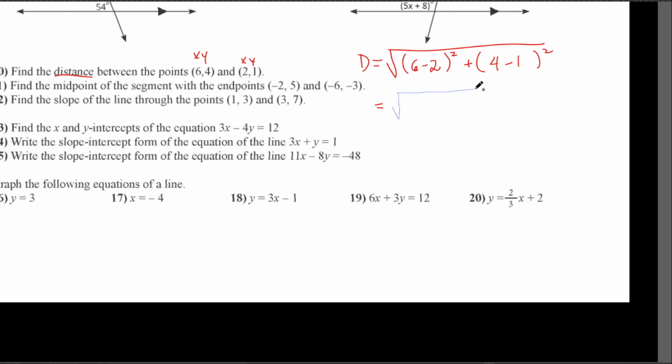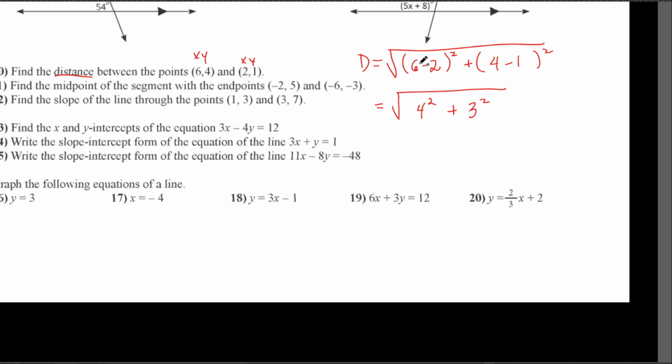Keep that square root. I noticed that a lot of you guys put the square root at the beginning and then forgot about it at the end. All right, keep it there. So let's do the math. Do the parentheses first and then we'll square it. 6 minus 2. What's 6 minus 2? That's 4. And then we square that. 4 minus 1 is 3 and we square that.